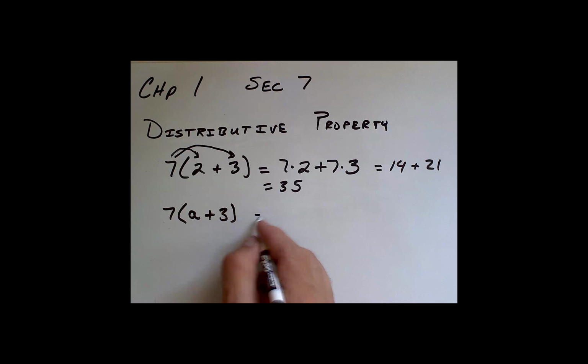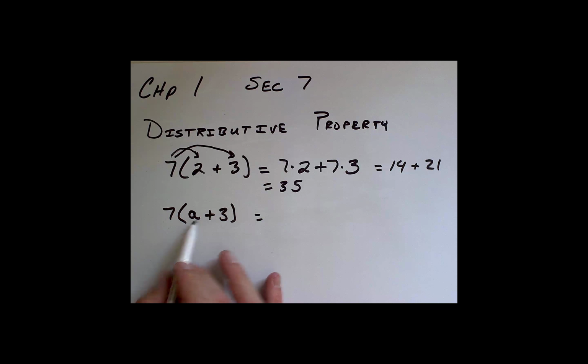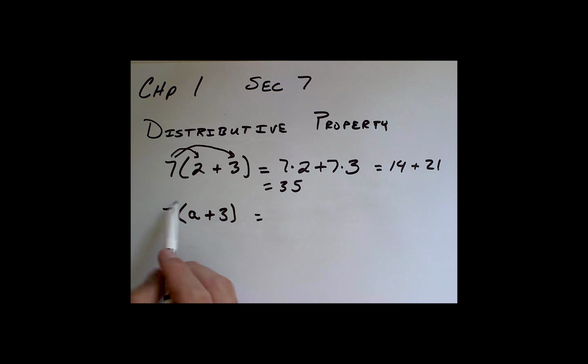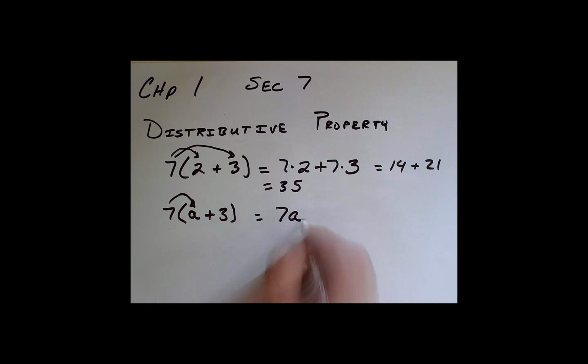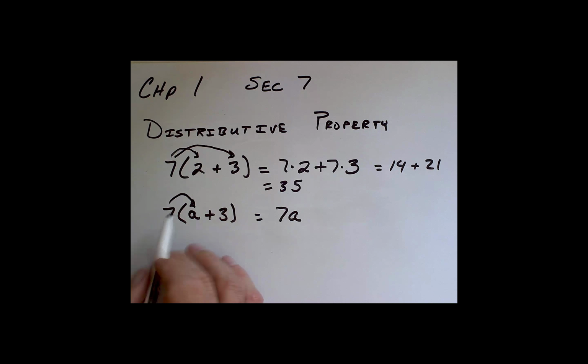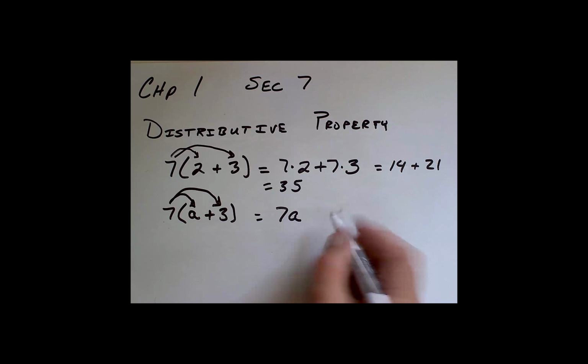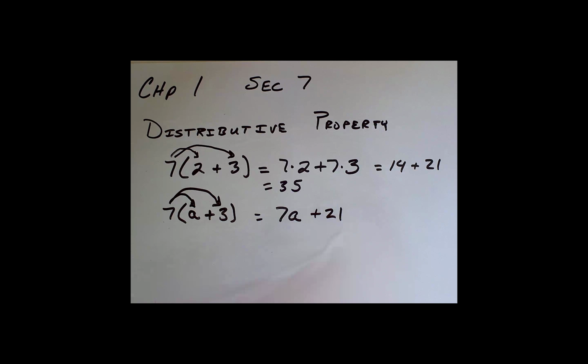Now there's 2 ways we can do this at this point. We can do what I showed you originally and put my A plus 3 out here. But as you get used to doing the distributive property, you shouldn't have to do that. What you really want to do is go 7 times the A, 7A, and then 7 times the plus 3, which would be a plus 21.